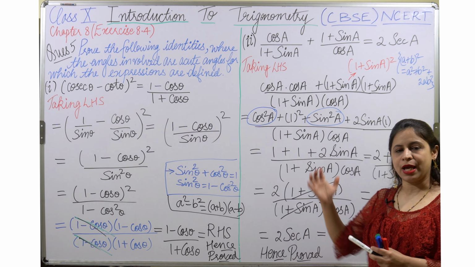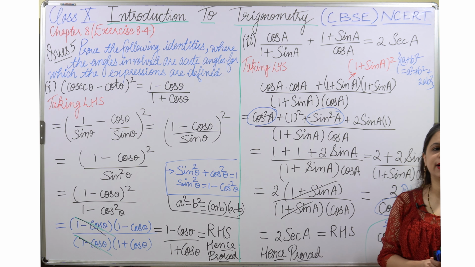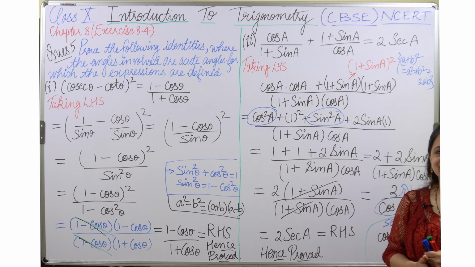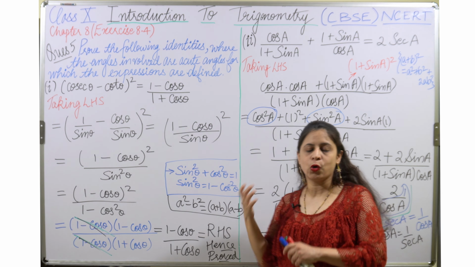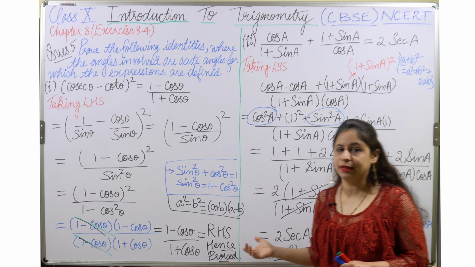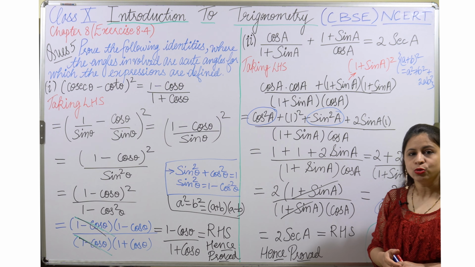So if you go step by step, then you would get the RHS very quickly. You have to go step by step. You have to see how to convert, how to change into sine and cos accordingly, and you will get the answer. You will get the RHS which you have to prove.